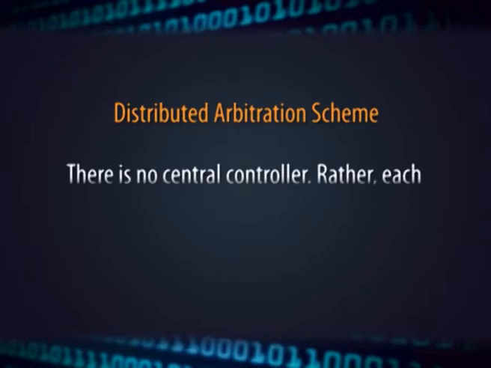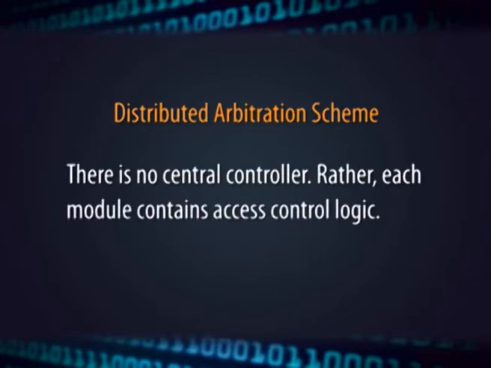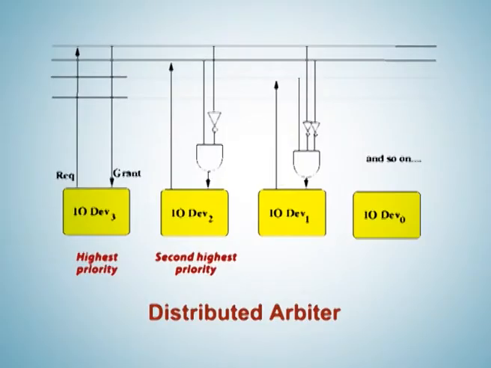In the distributed scheme, there is no central controller. Rather, each module contains access control logic. For example, there are as many request lines on the bus as devices. Each device monitors each request line after each bus cycle. Each device knows if it is the highest priority device which requested the bus. If the device making the request has the highest priority, it takes control of the bus without any central arbiter assigning bus control to the device. With decentralized arbitration, no arbiter is needed, but more bus lines are required.